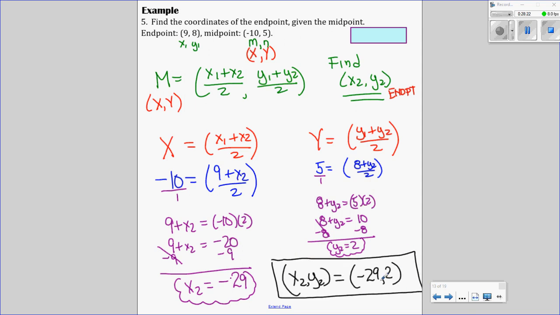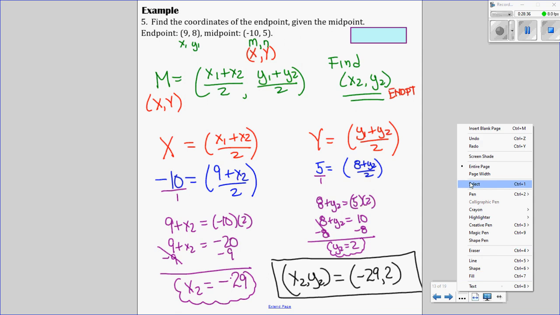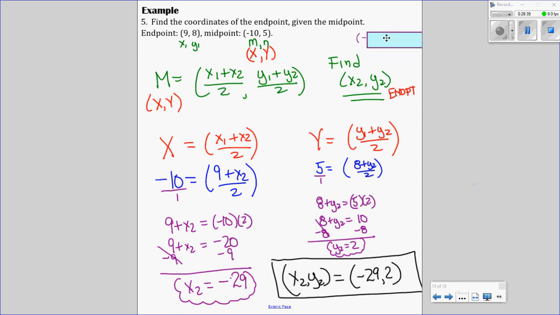That's our other endpoint. So if you were to find this midpoint, if you were to use this formula and plug these in, you should come out to your answer -10, 5. So we're working backwards to find our answer. And there it is. It's very confusing. There's a lot of steps involved, but again, we're using the midpoint formula, nothing new. It's just another way to solve for the missing pieces that we're looking for.